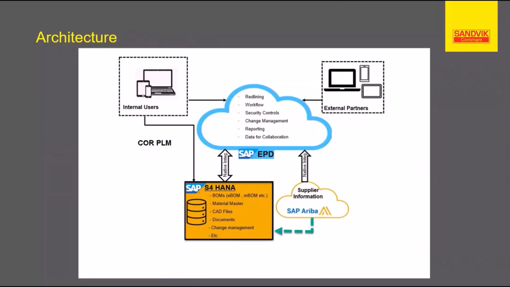Then on the high level, on the left side we have the Coromant PLM, where we have the internal users connected to our S4. Then we are integrating EPD and sending the product and document information from our S4 to EPD. We also have Ariba connected to EPD, where we share the sourcing from the Ariba part, and then we share the design documents with EPD. And here come the external suppliers or partners.